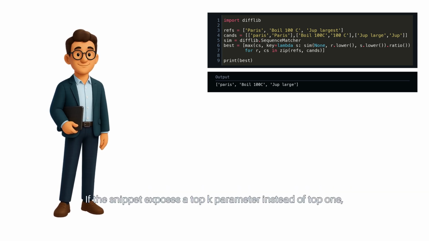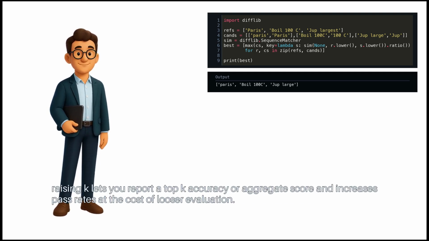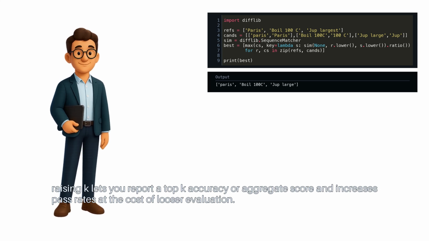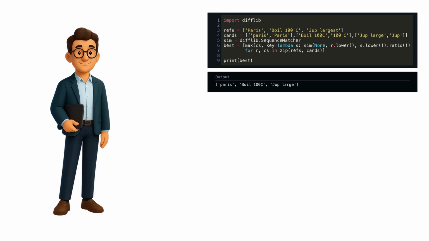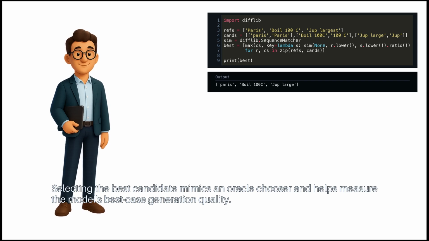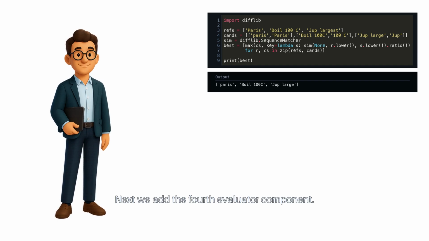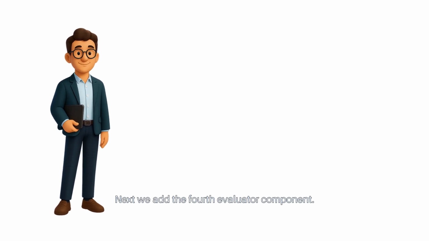If the snippet exposes a top K parameter instead of top 1, raising K lets you report a top K accuracy or aggregate score and increases pass rates at the cost of looser evaluation. Selecting the best candidate mimics an oracle chooser and helps measure the model's best case generation quality. Next, we add the fourth evaluator component.